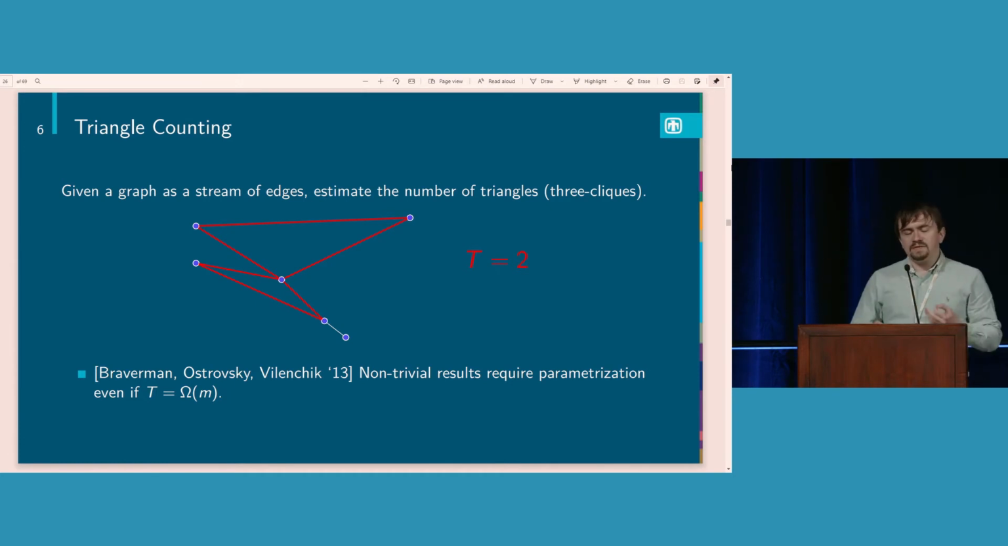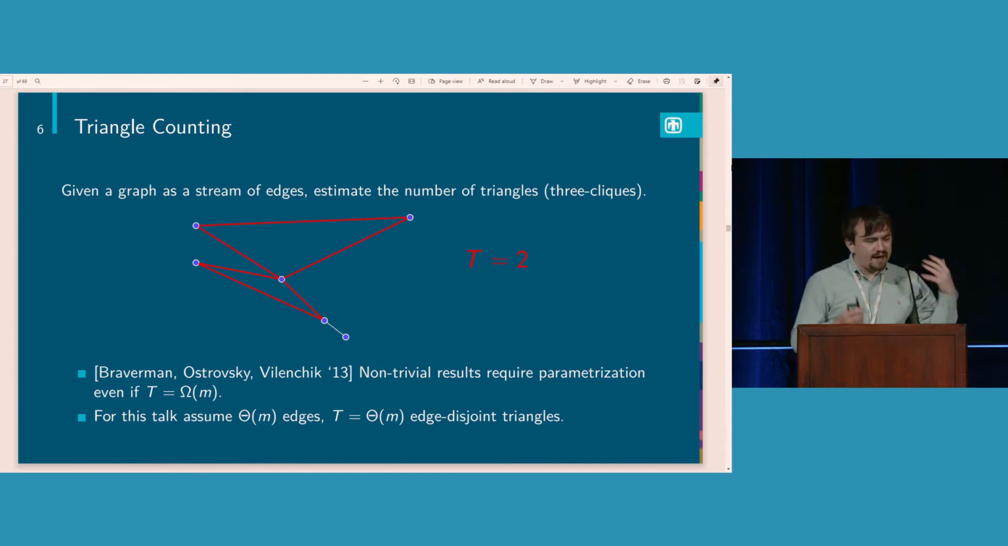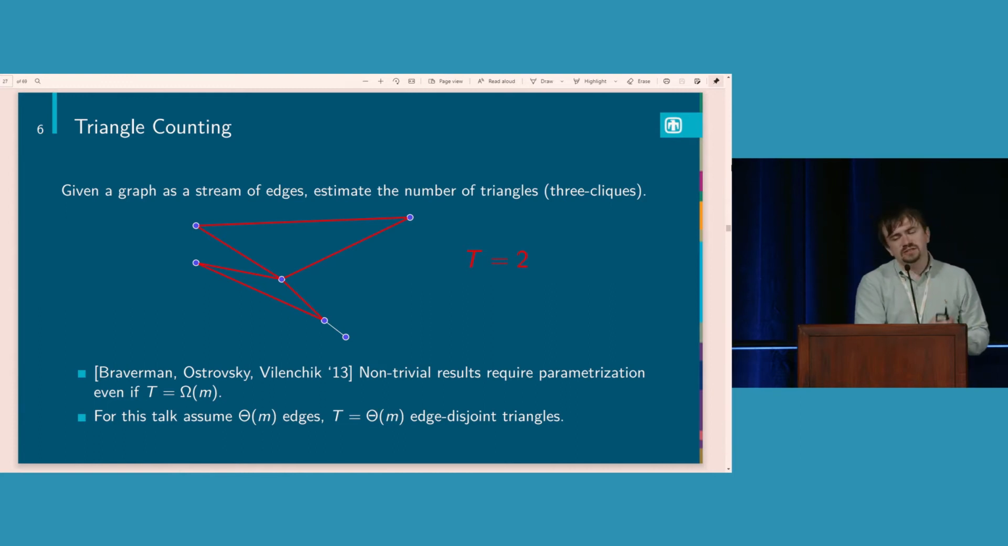So for the purposes of this talk, we're going to assume the following parameterization. We have a graph with omega of m edges, omega of m triangles, and those triangles are edge disjoint. And you can also note that I've said omega of m edges rather than m edges, just because it's going to be useful to have m be only an approximate description of the size of the graph. At the very end of the talk, I'll briefly mention what it looks like when we generalize these 3 parameters. So this is the triangle counting problem.